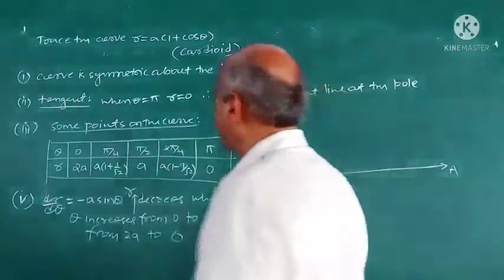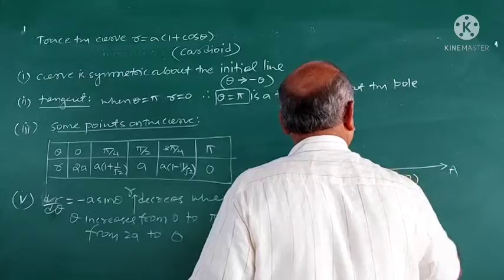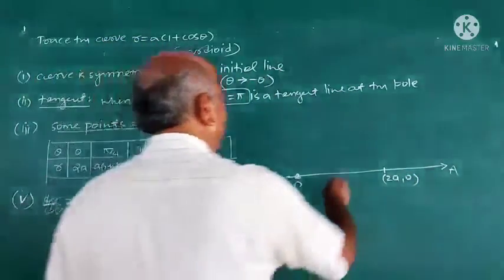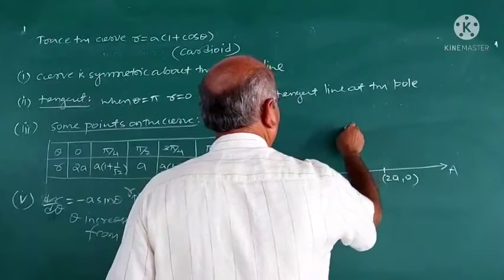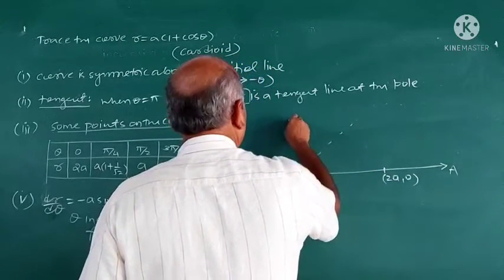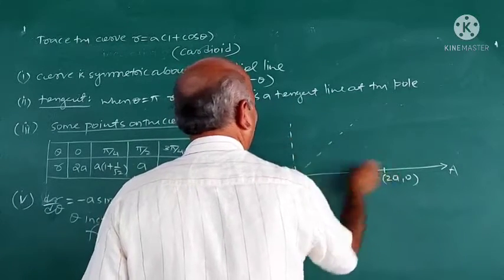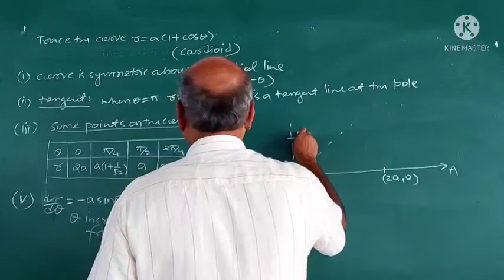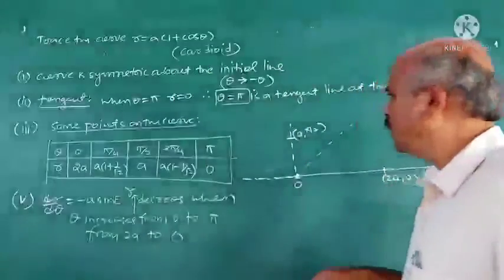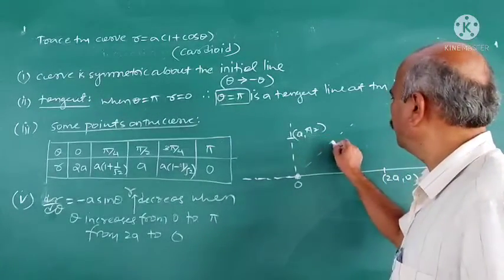Now, when theta is 0, r is 2a. I take this, 2a from O. It is the point on the cardioid. And pi by 4 means this line, it slowly decreases. Pi by 2, it is a. I take this as a, half of this, therefore it is a. It also lies on the curve. And a into 1 plus 1 upon root 2.